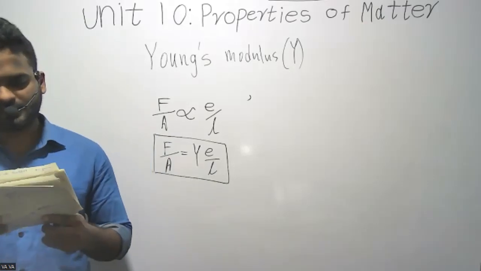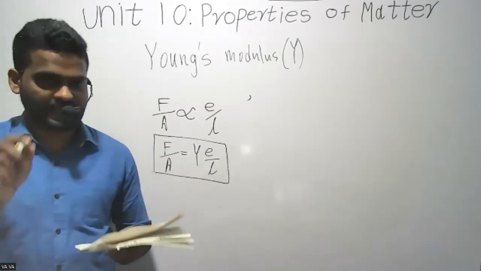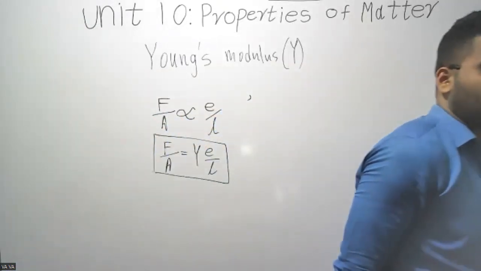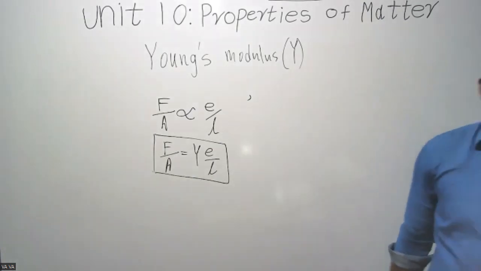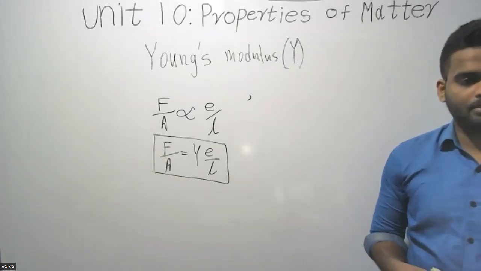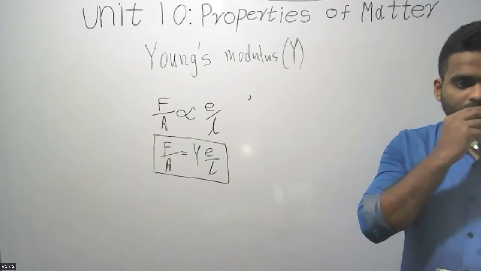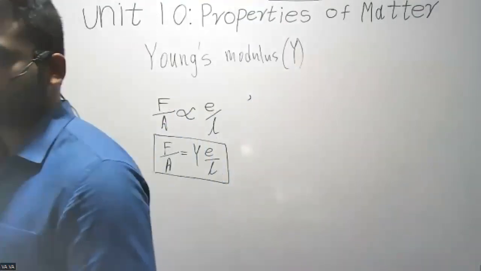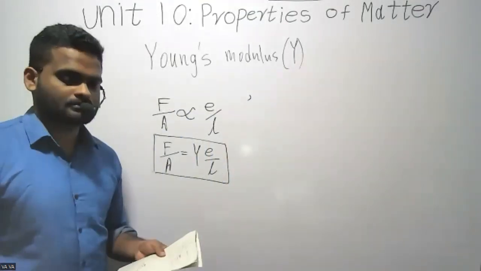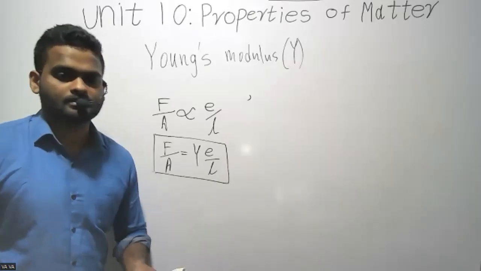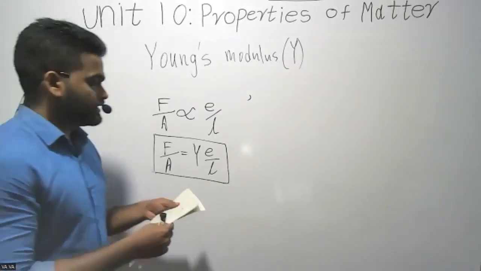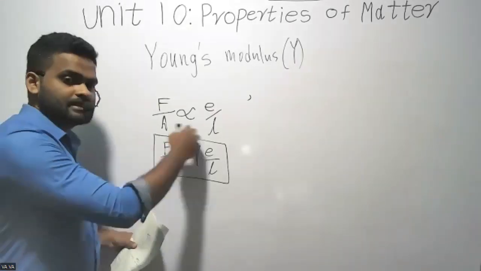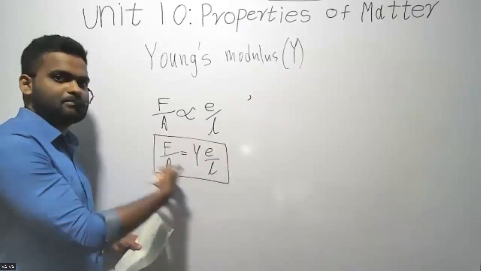Next sentence, on the same line: it is a constant for the material. So this is the main equation, but we will be using different forms of the same equation.